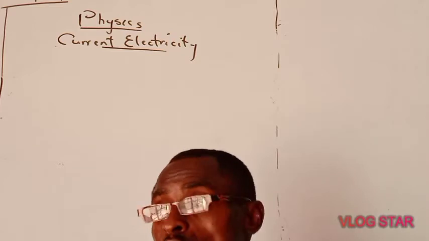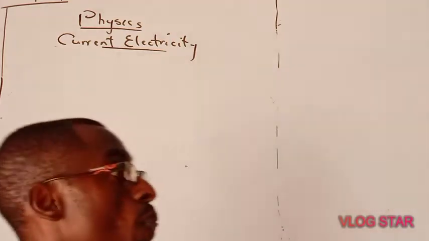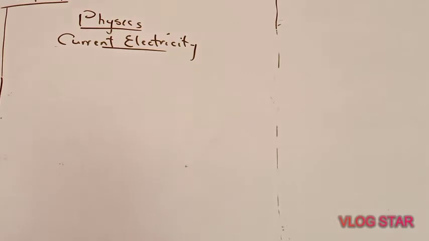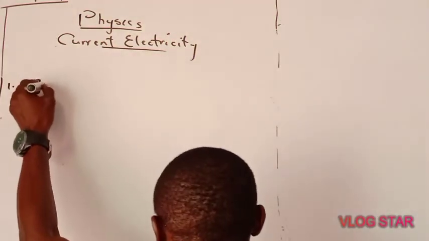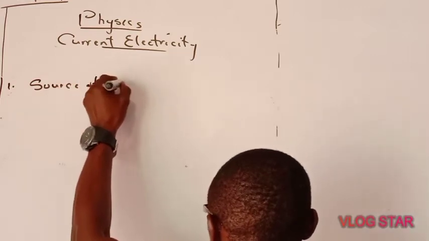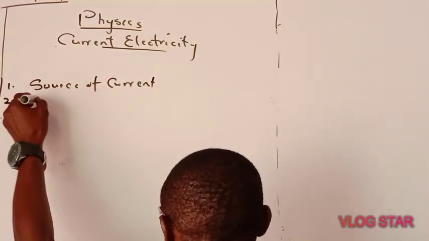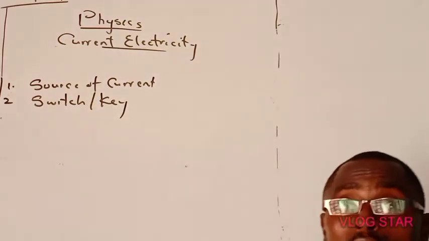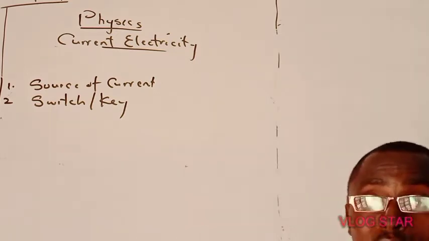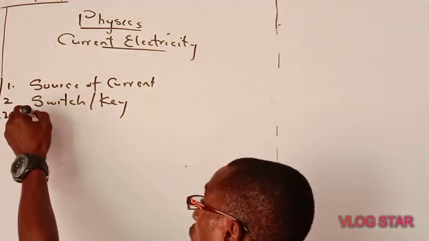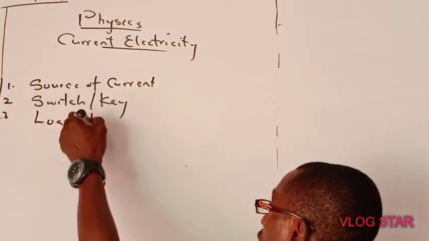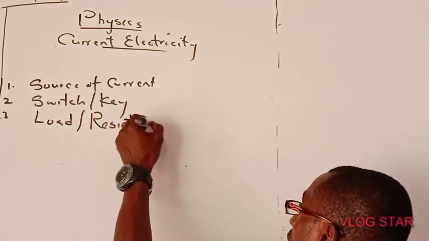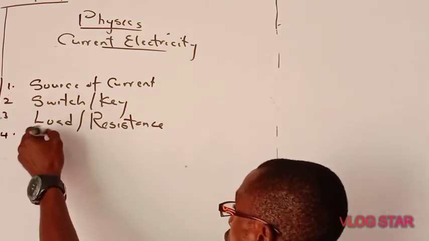Now, when I say what are the things you find in a circuit, what are the components of a circuit? The components of a circuit are one, source of current. We have switch or key that will control the flow, whether current will flow or it will not flow. Then we have what we call load or resistance. Then we have voltmeter.